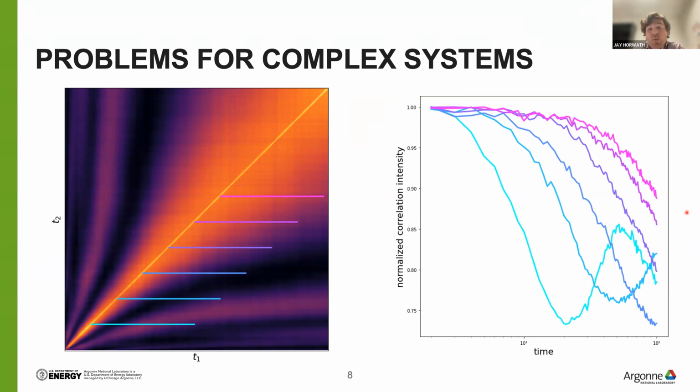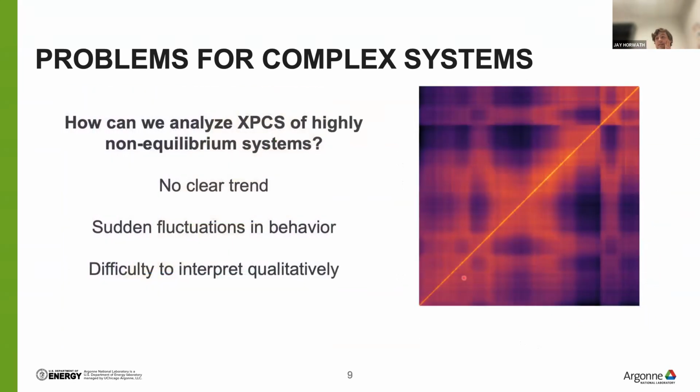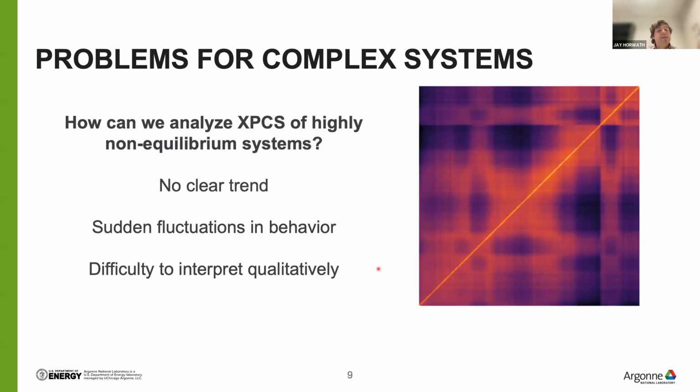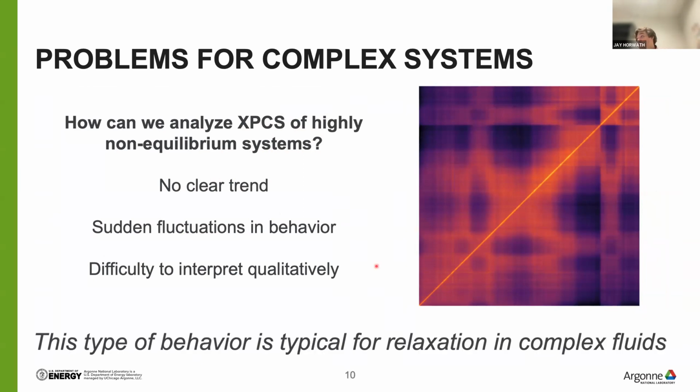But the problem is that sometimes you get something that looks like this, where we really don't know what to make of it at first pass. There's no clear trend in the dynamics. The observations are drastically different depending on what point of the experiment you look at. And even compared to a sample like this, where we might be able to say the dynamics are steadily slowing down through the course of the experiment, there's not really much qualitative interpretation that we can give to such a complex pattern. And the problem is that this type of non-equilibrium, severely transient and intermittent dynamics is typical of relaxation in complex or non-Newtonian fluids, which is our research area here.